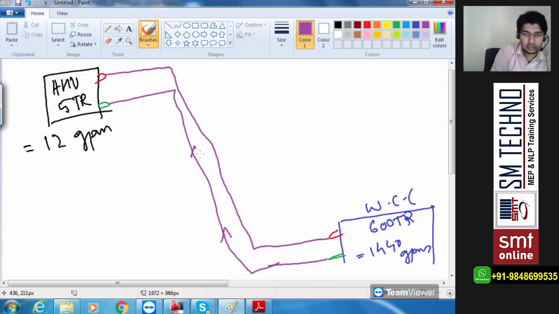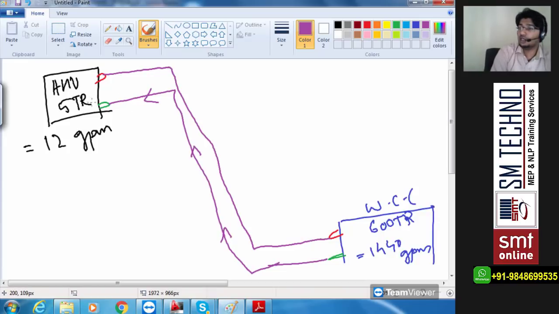This is the flow inside, and how much flow will go inside the AHU? Only 12 GPM. From how much? 1440. So now minus from 1440, 12. How much will be remaining inside the chiller? 1428, right? 1428 GPM will be remaining inside the chiller once the supply is left for going to one AHU.